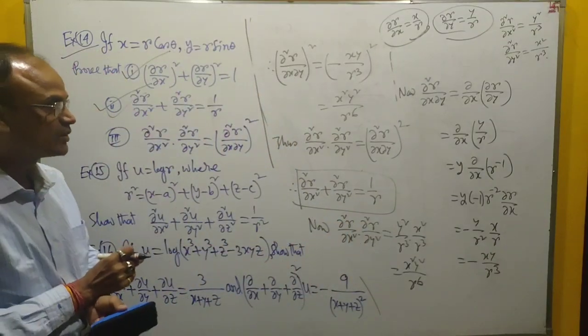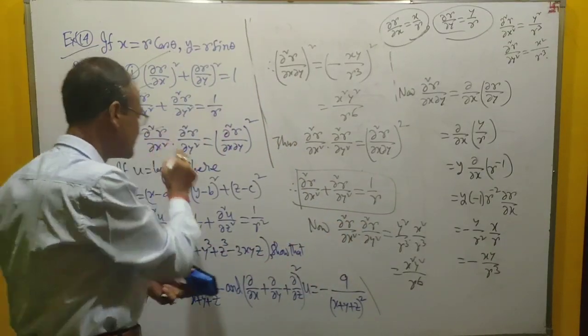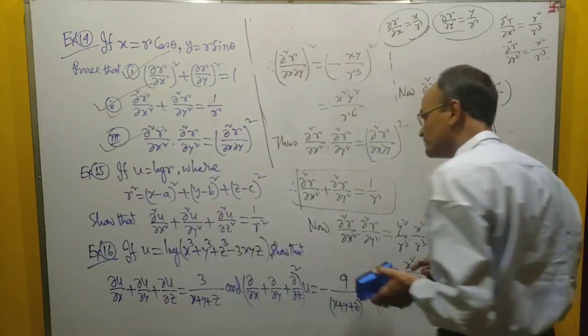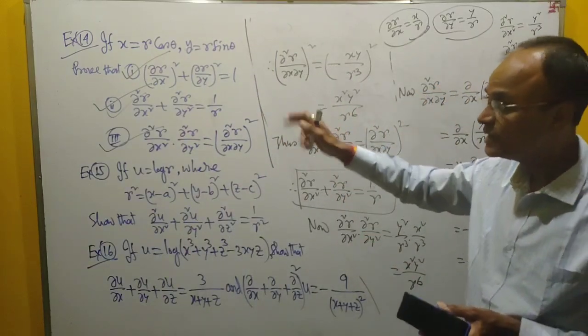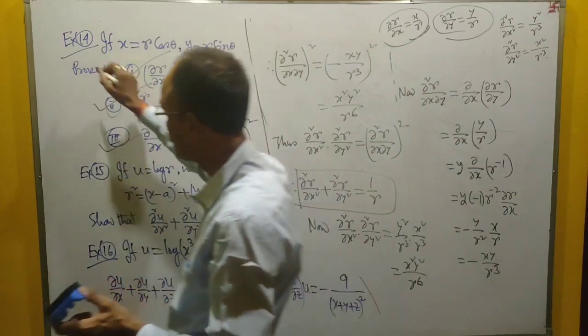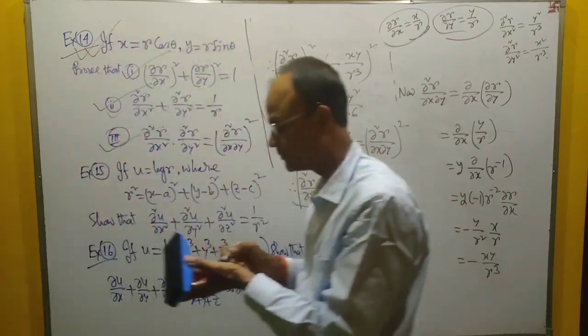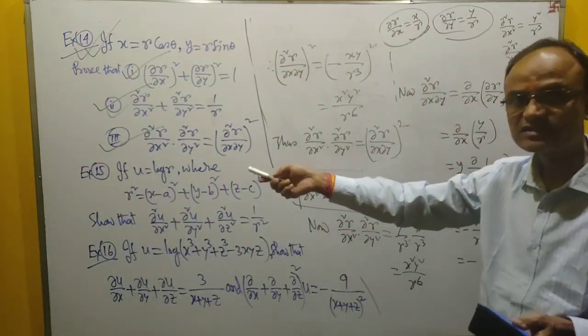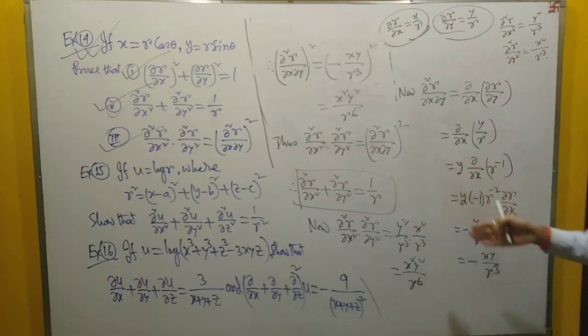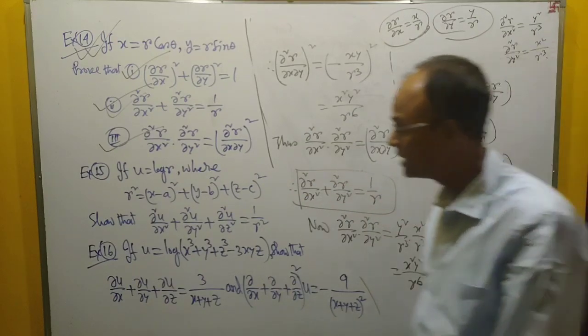Del 2 r by del x del y whole square. Therefore, we have proved this one also. Question number 14, we have answered question number 14. Now, perhaps you have understood this one.